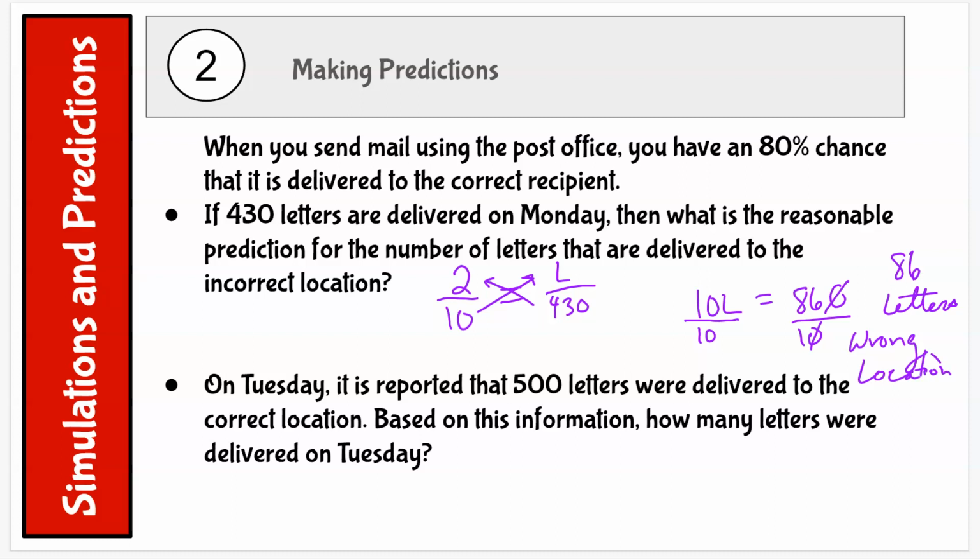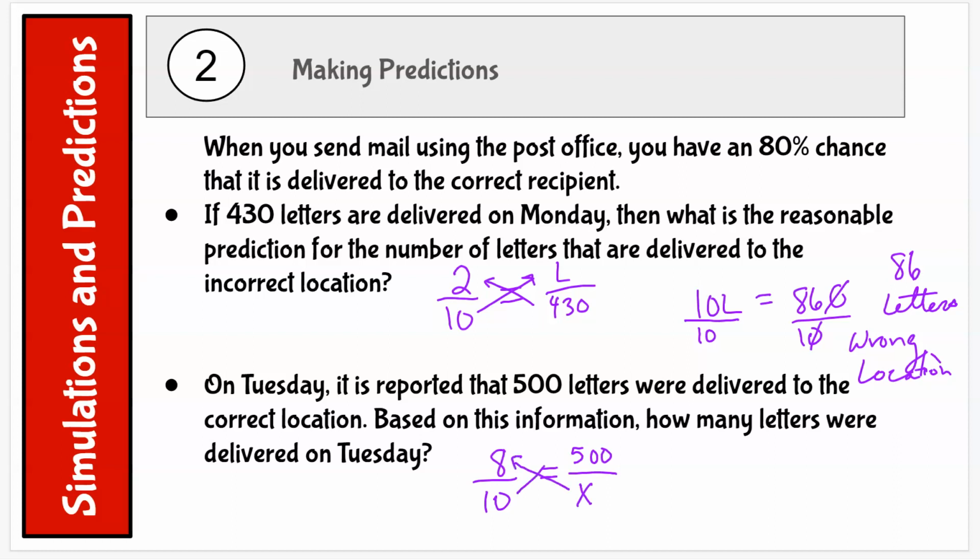But what about Tuesday? Maybe they did better on Tuesday. On Tuesday, it's reported that 500 letters were delivered to the correct location. So this time we should use the 80%. We should use the 8 out of 10. And based on this information, how many were delivered in total? So this time we know how many correctly arrived, and we need to know what was the total number delivered.